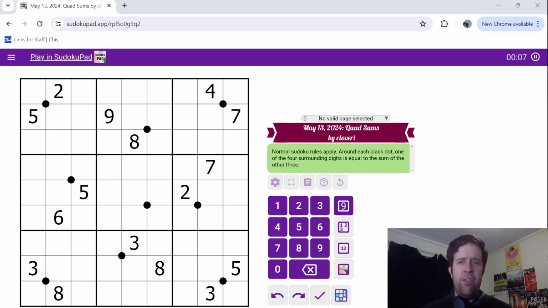Today we're looking at May 13, 2024's Quad Sums by Clover. My name is Bill Murphy and today we're going to be solving a genuinely approachable Sudoku.